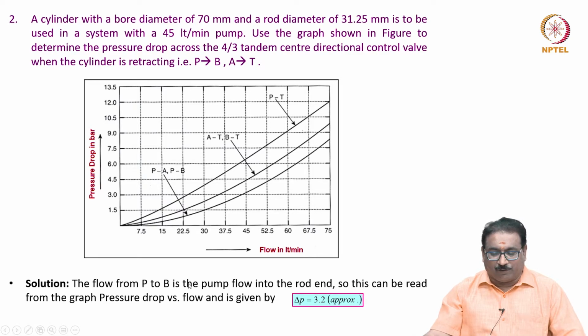So this can be read from the graph, pressure drop versus flow. How to read this, friends? You will see here the bore diameter is given, rod diameter is given, then here the flow 45 liters per minute, you will move up. I want to get P to B, how much? P to B, how much will I get here? You will see, friends, at 45, I will get here approximately 3.2 for the port configuration of P to A, P to B, here down curve.